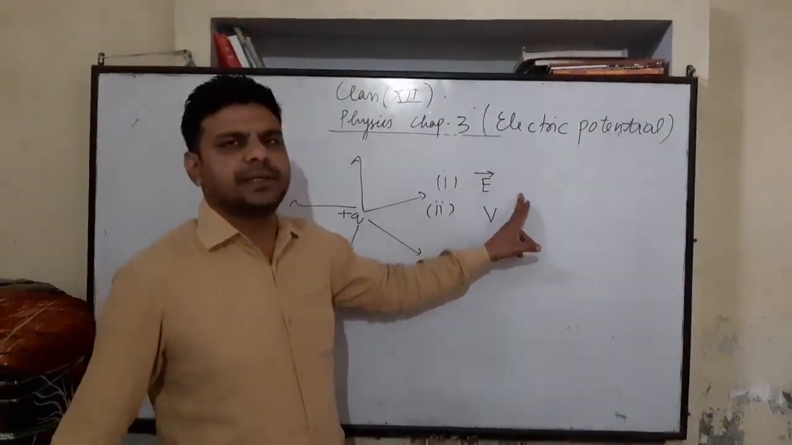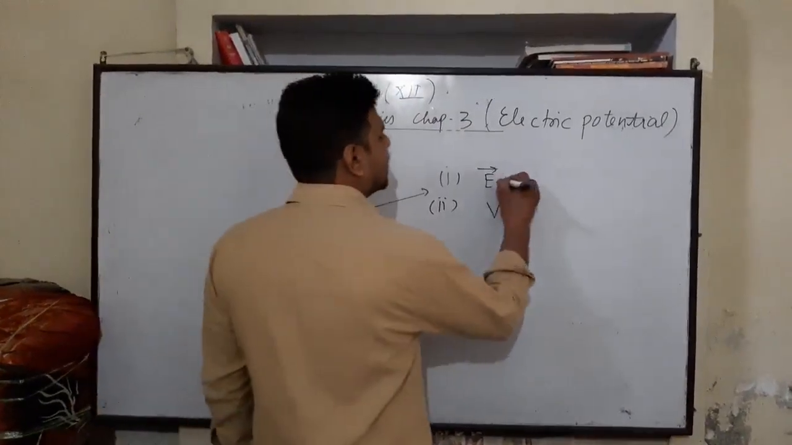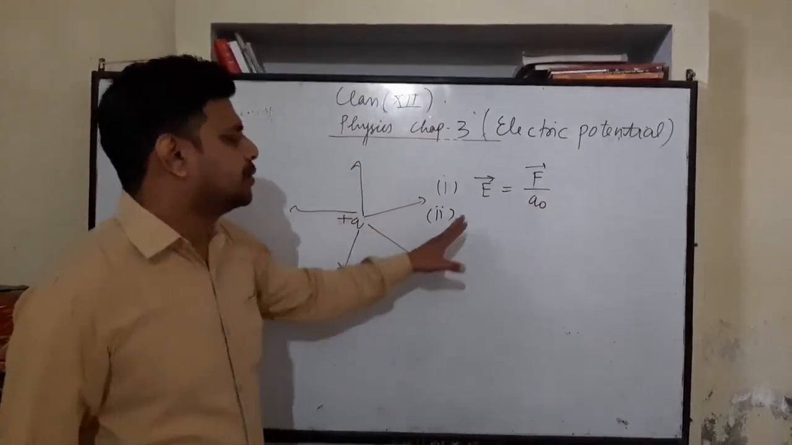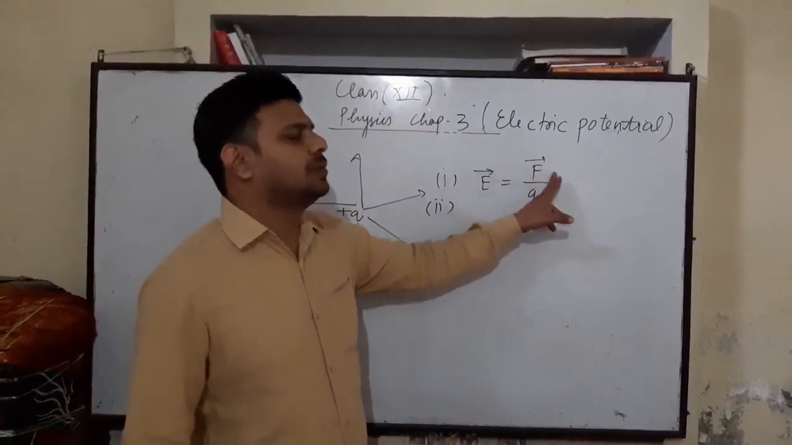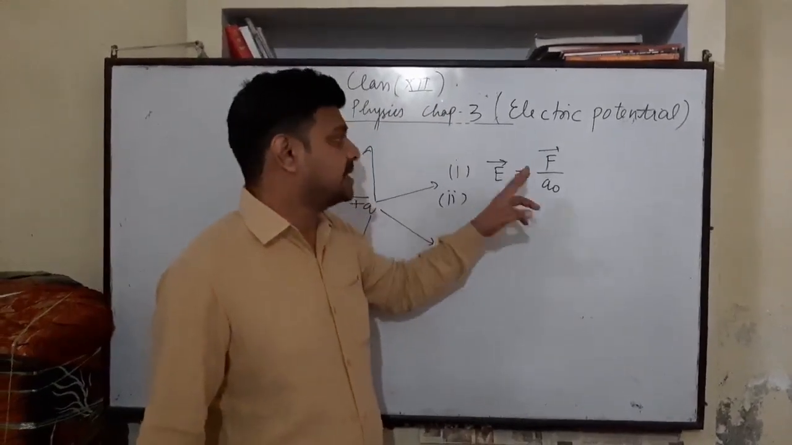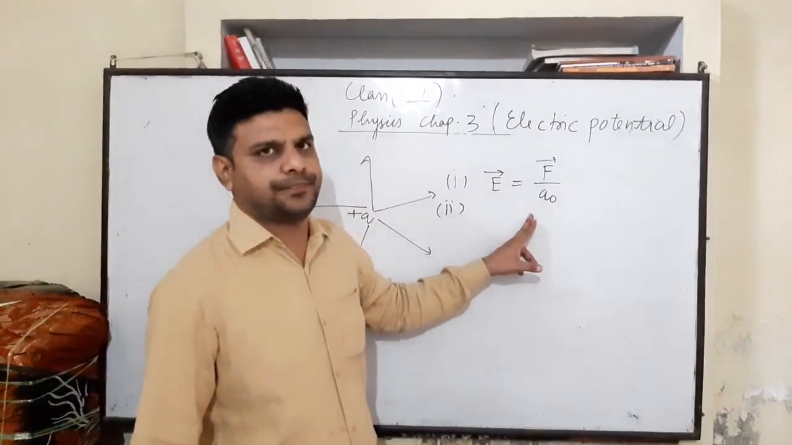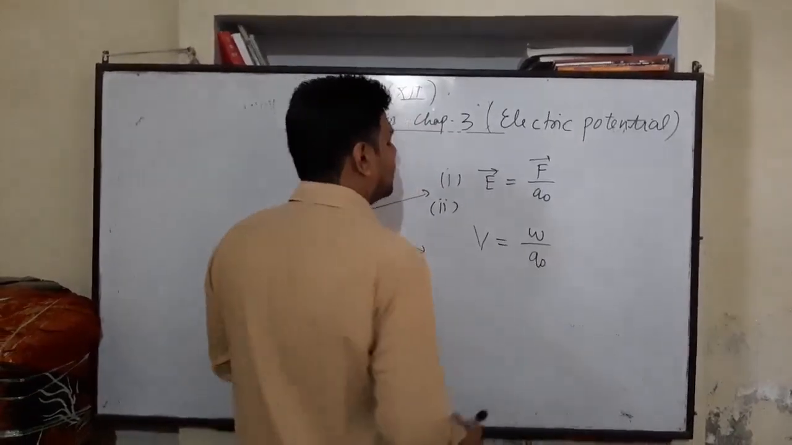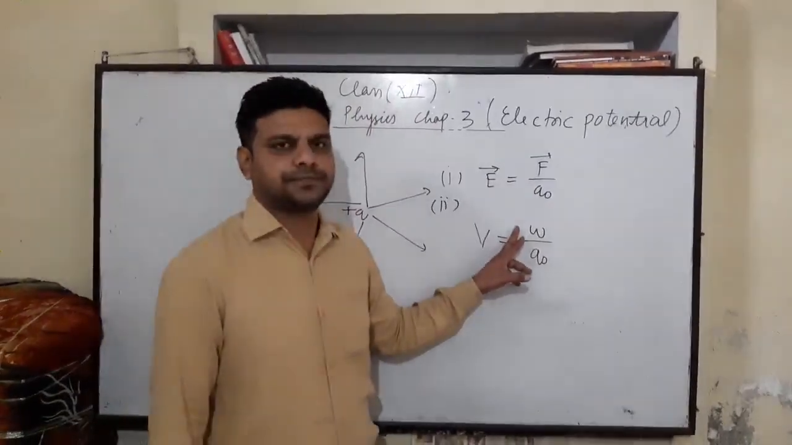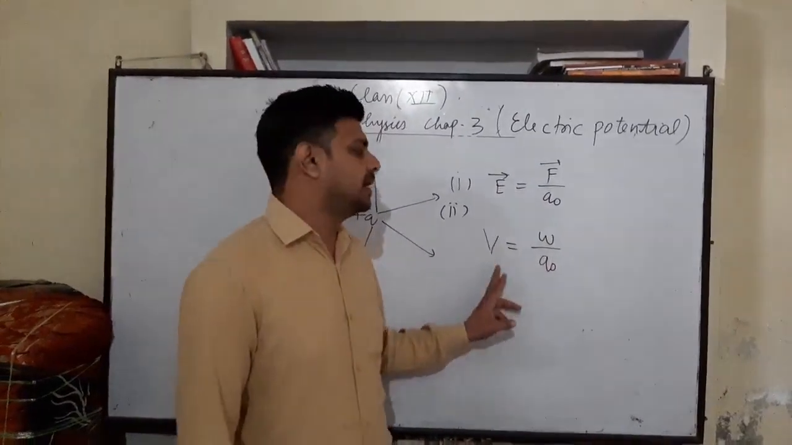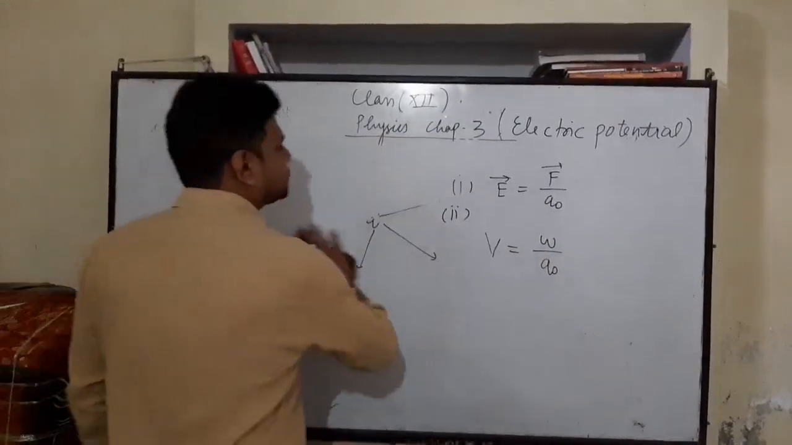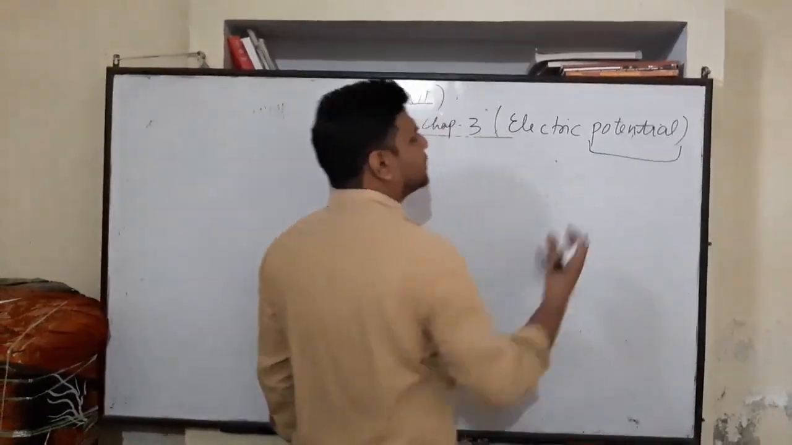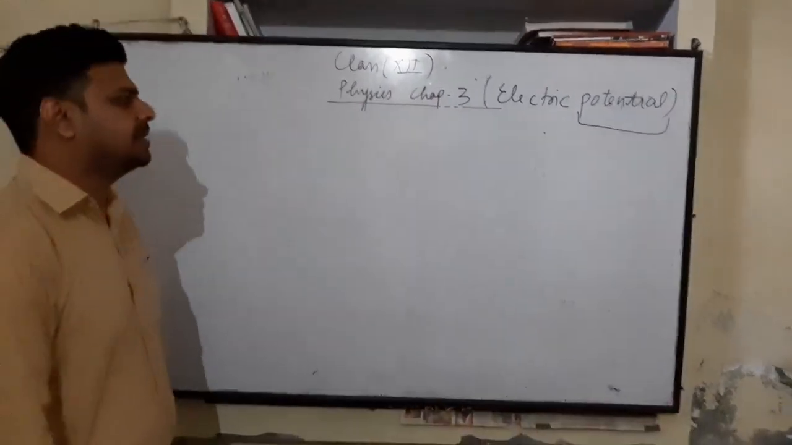Intensity of electric field is a vector quantity and it is given by F over Q naught. As I told you, intensity is related to force: the force experienced by a unit positive test charge. And electric potential is a scalar quantity which is related to work. Today we will talk about electric potential. So, potential means ability to do something.